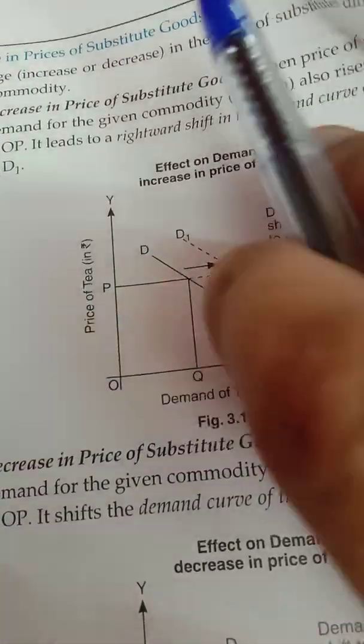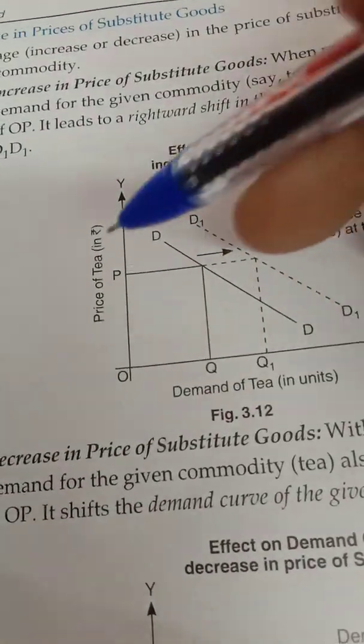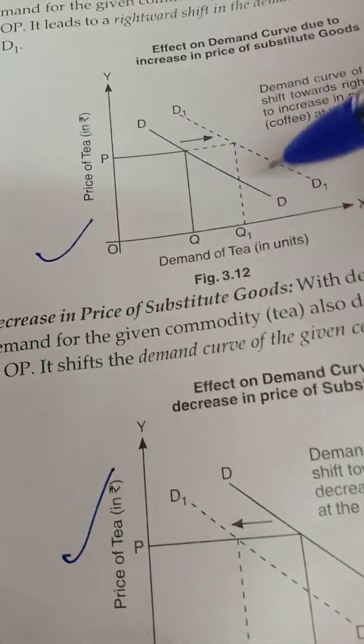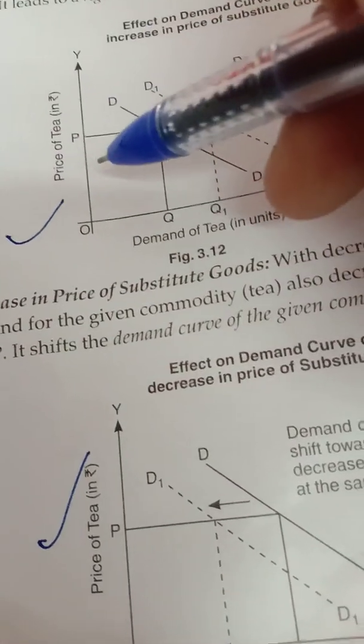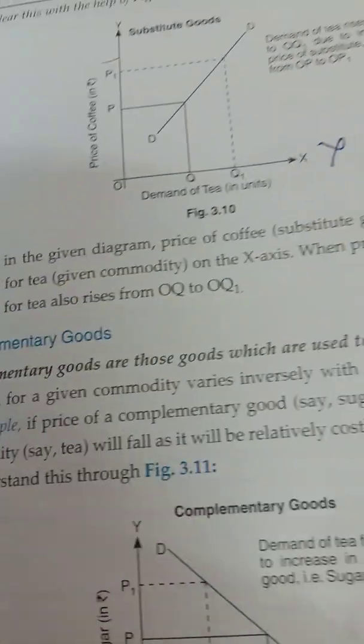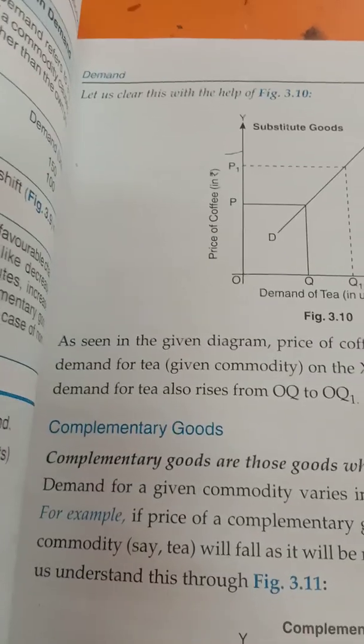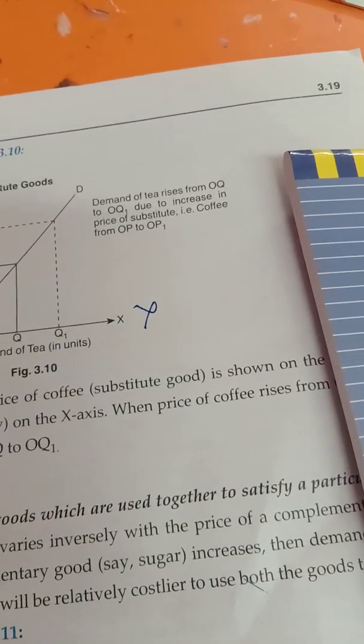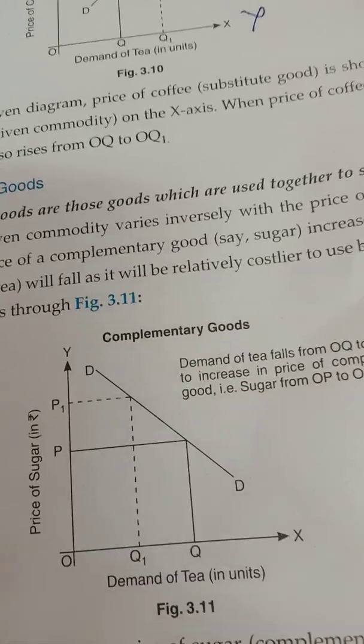No need to make the diagram in this way. So you have to make demand of tea and price of tea. This is okay, but no need to make the diagram where demand for tea and then price of coffee is to be given over there. These two diagrams you no need to follow here, and this one on the same page.